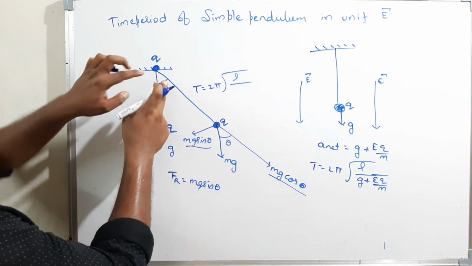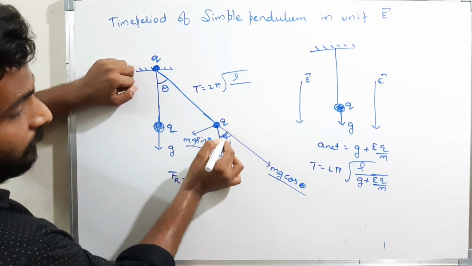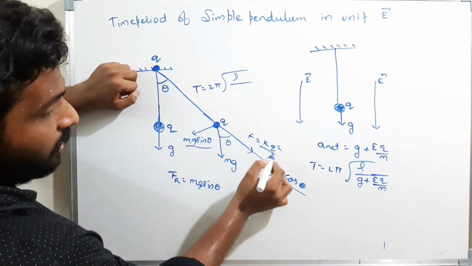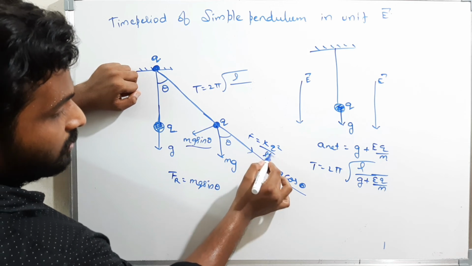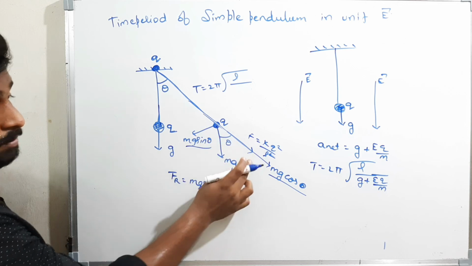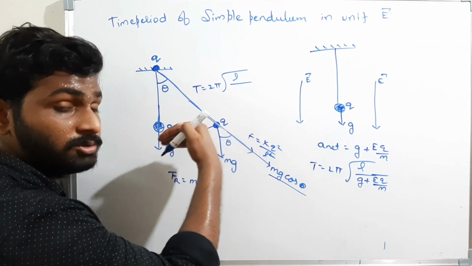Now when I place the charges Q on Q, what is the repulsive force? The repulsive force will be along the line joining them. That means this is the line, and the force will act in this direction. That is kQ squared by r squared, that is L squared. The force between them will act along this line. That means this force is not giving any component along the restoring force.